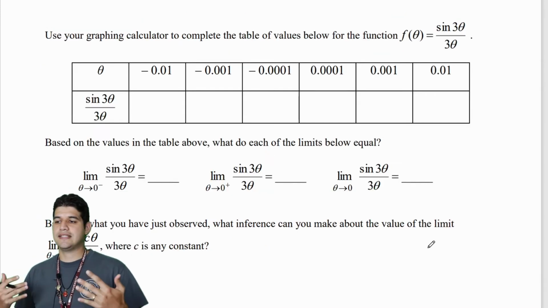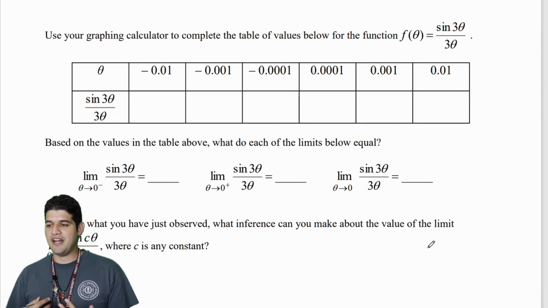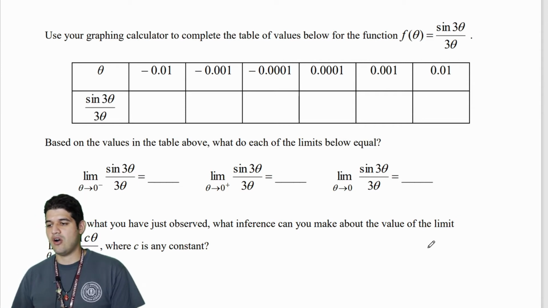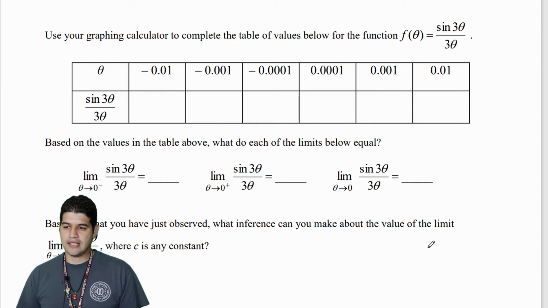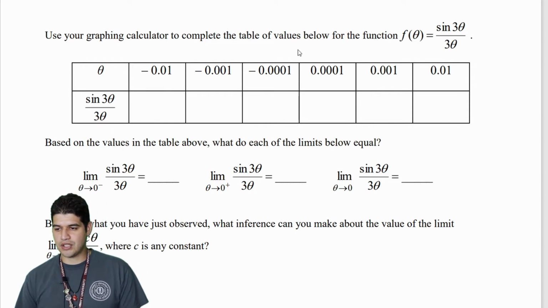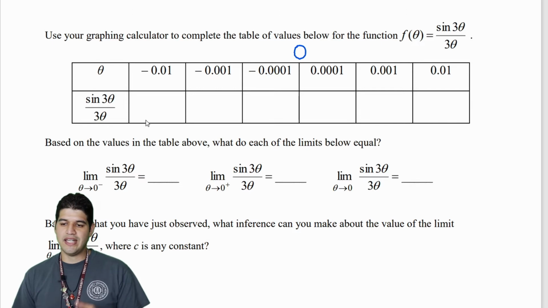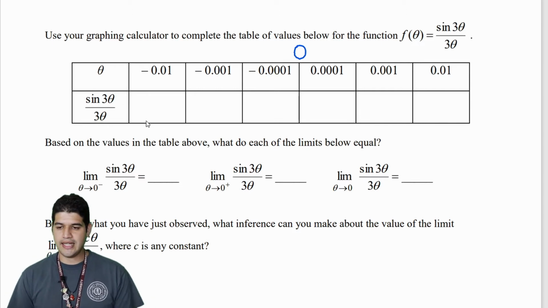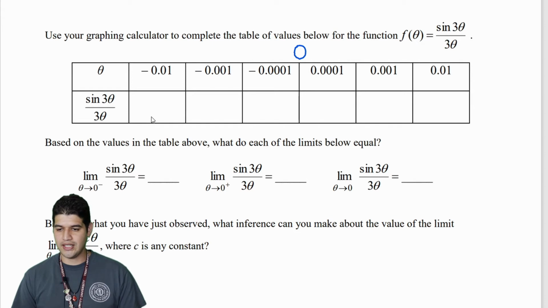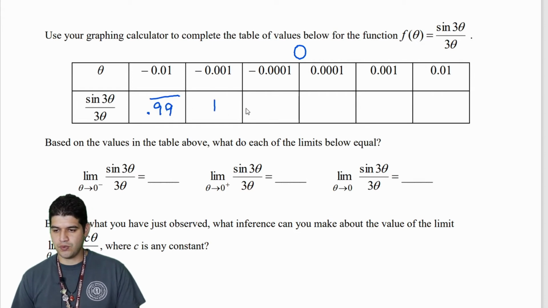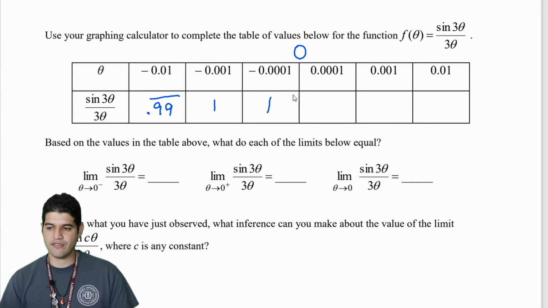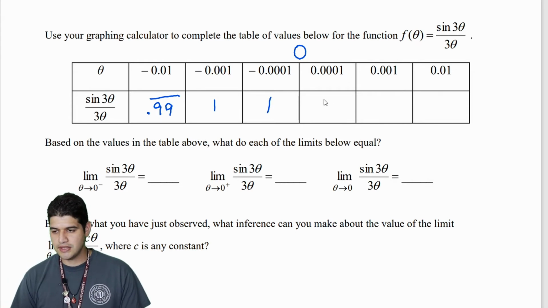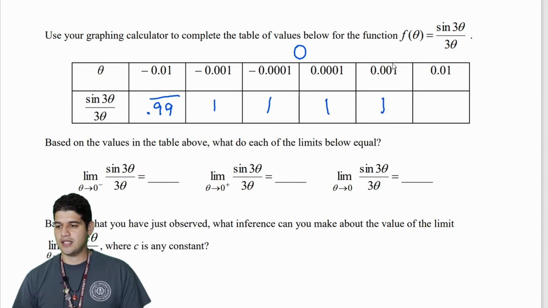Now we're going to look at a similar function. This time f of theta is sine of 3 theta on 3 theta. We're again going to look at our table of values around 0. Starting with negative 0.01, I again ended up with 0.99 repeating. Then I got closer and closer to 1. The calculator was just rounding it to 1 for me. At 0.0001, it was 1 and then 1 again. And then at 0.01, I got 0.99 repeating.